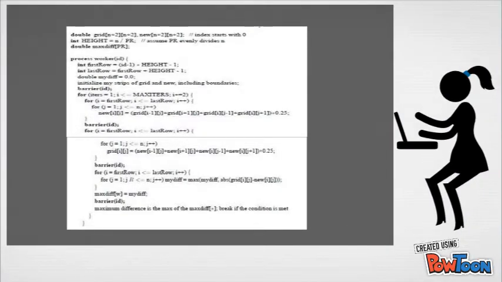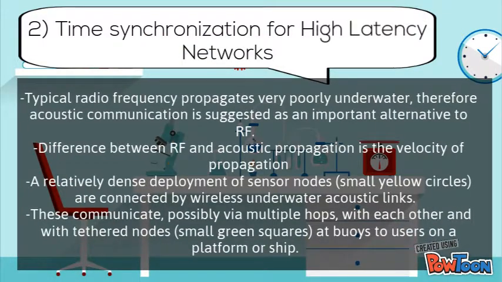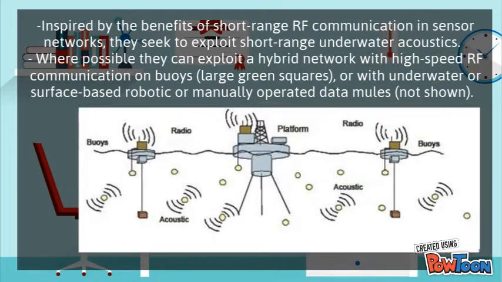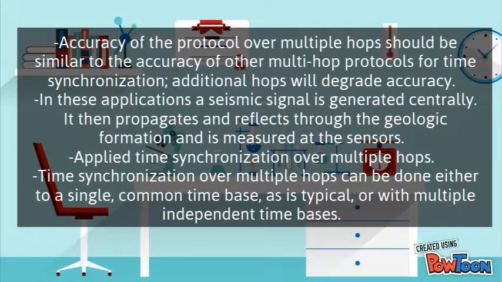Second paper review is time synchronization for high latency networks. A relatively dense deployment of sensor nodes, small yellow circles, are connected by wireless underwater acoustic links. These communicate, possibly via multiple hops, with each other and with tethered nodes, small green squares, at buoys to users on a platform or ship. Where possible, they can exploit a hybrid network with high-speed RF communication on buoys, large green squares, or with underwater or surface-based robotic or manually operated data mules, not shown. Apply time synchronization over multiple hops.